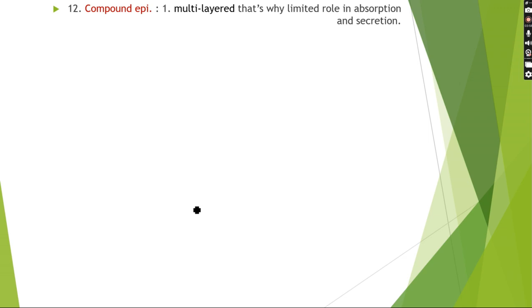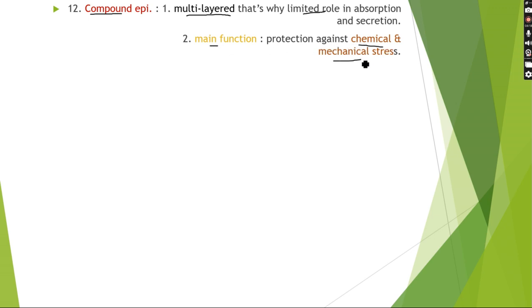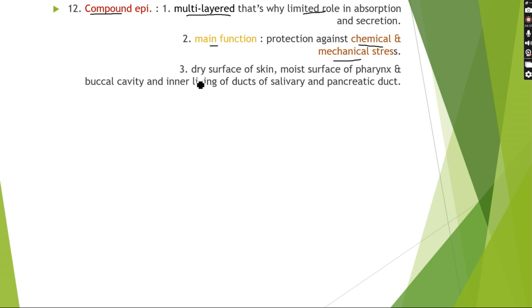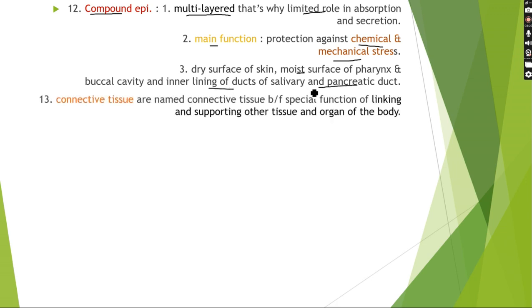Okay, then next, compound epithelium. Because of multi-layered, they have a limited role in the secretion and absorption. Okay, और इसका main function क्या होता है? Protection against chemical and mechanical stress. And found in the dry surface of the skin, moist surface of the pharynx and the buccal cavity, and the inner lining of the duct of the salivary and pancreatic duct.